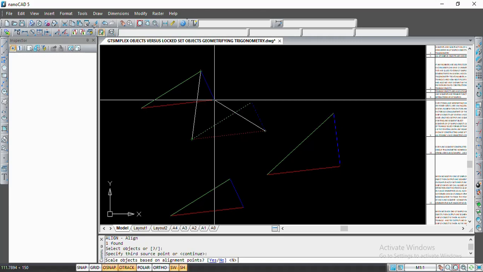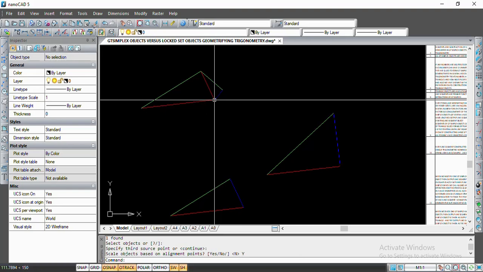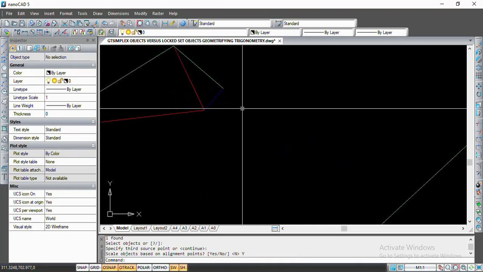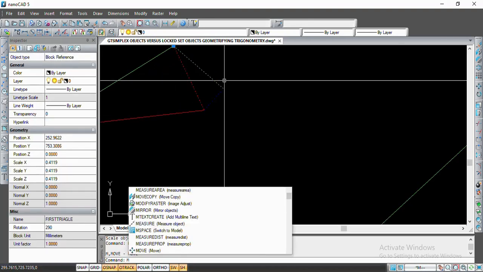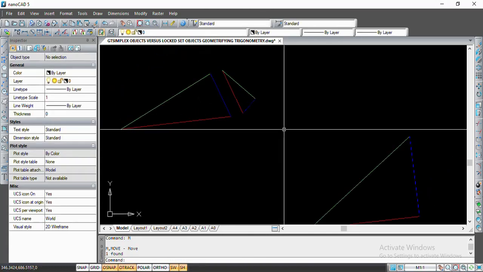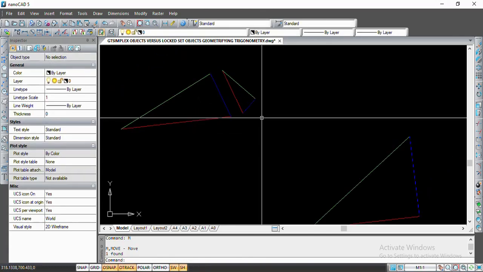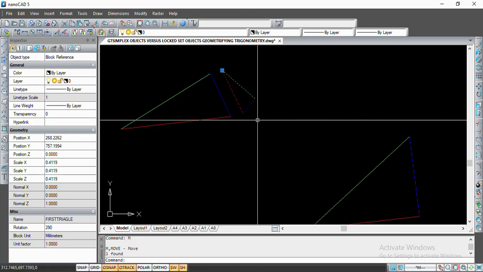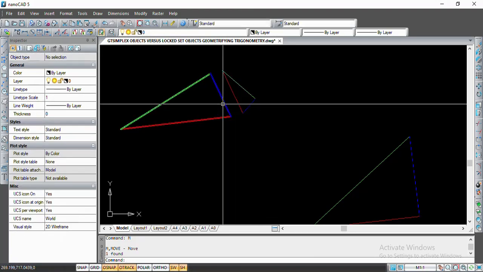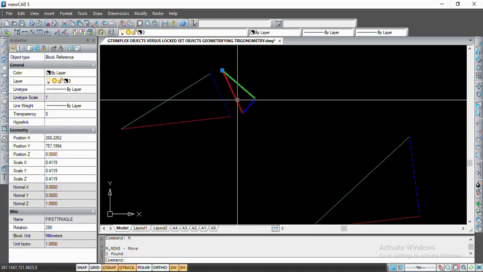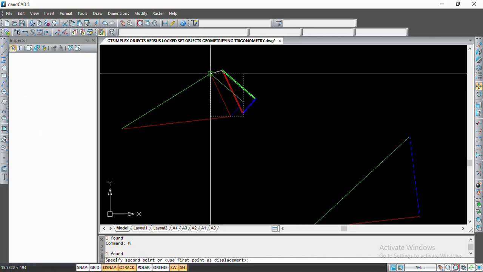Now it is asking to scale the objects based on the alignment points. Yes, now the align and scale to fit is done here. When the align and scale to fit is done here, the triangle objects are preserving their own input line segment and output line segments, but they are simply aligned and scaled to fit.